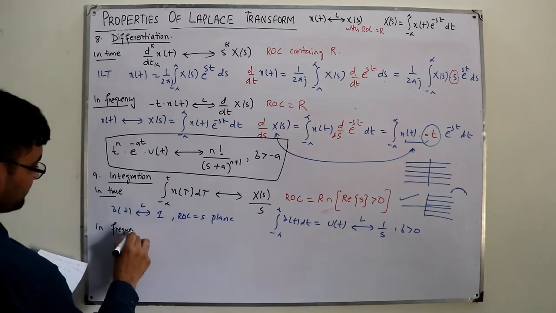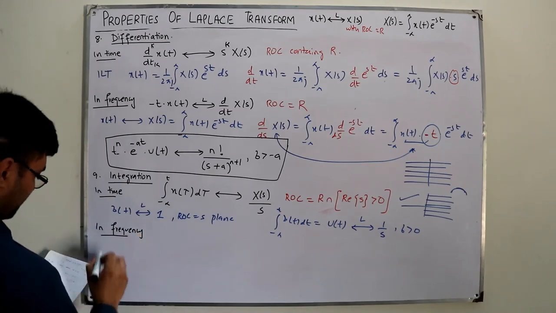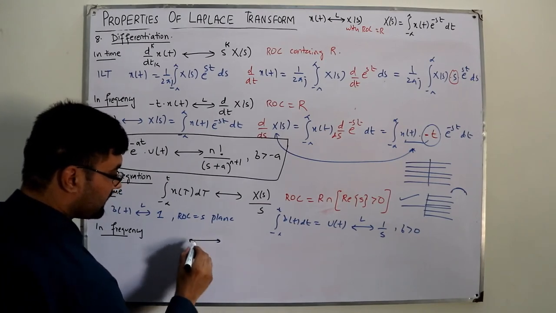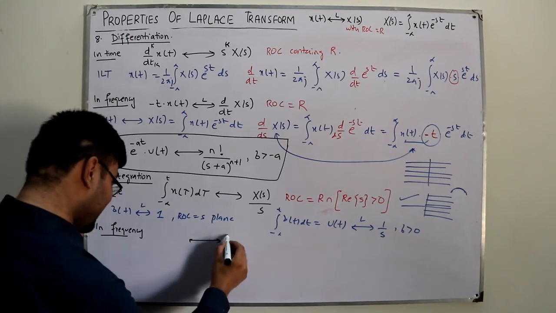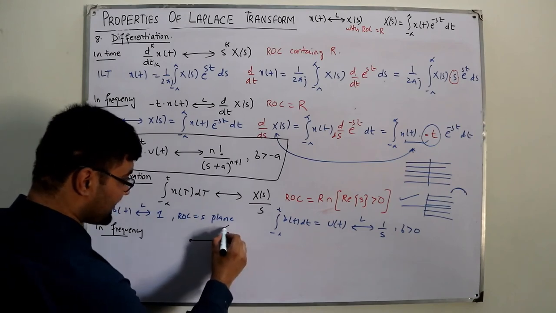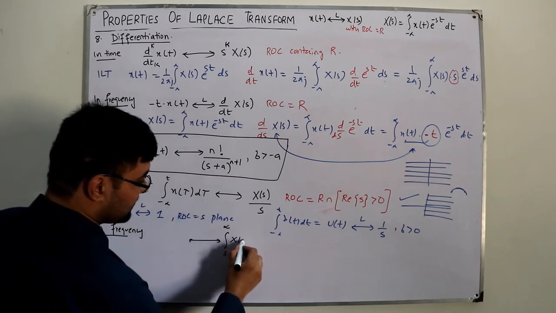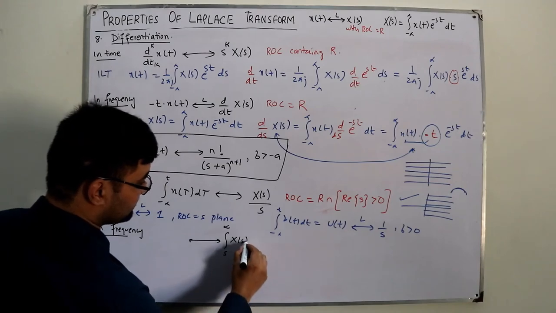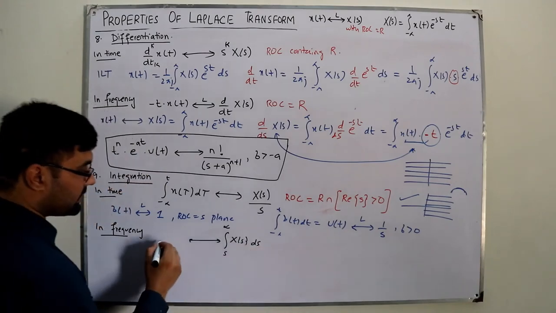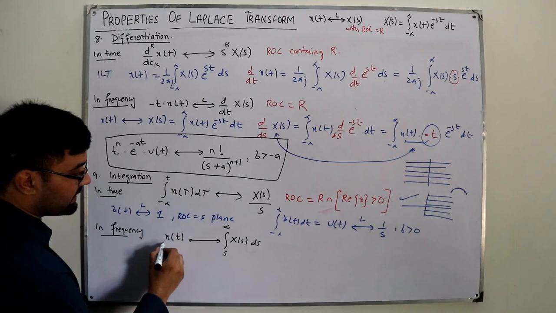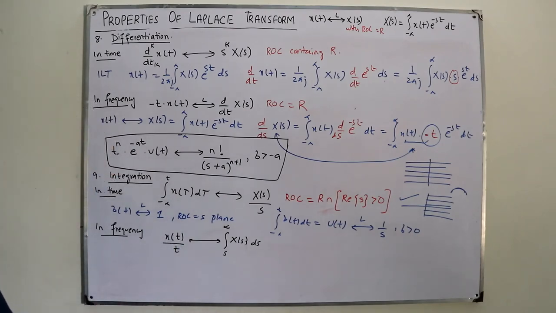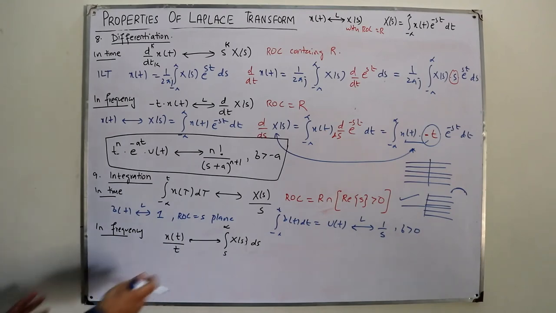In frequency domain, so what do you have? Over here, if you take the integration, and integration limits are, let's say, from s to infinity x of s with respect to s, the corresponding time domain signal has to be divided by t. Let's say we prove it as well. I have some space, so I would prove it.